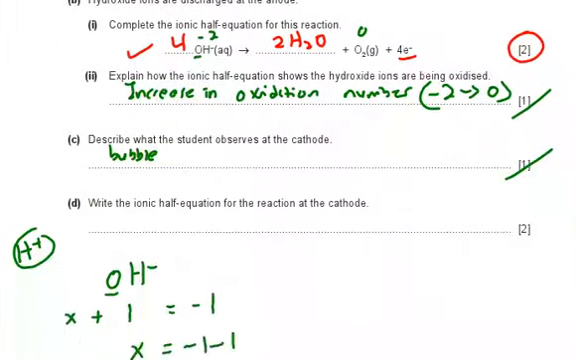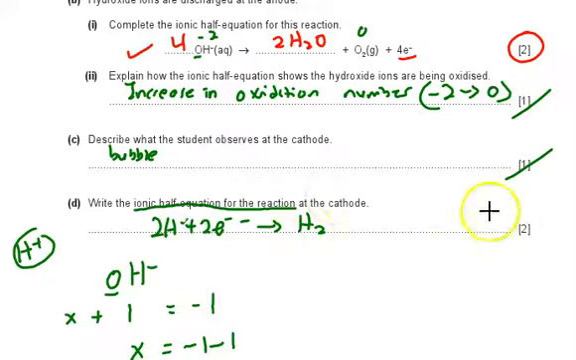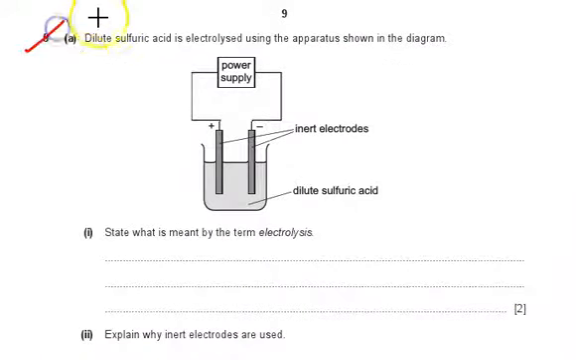Okay, now the next one. Write the ionic half equation for the reaction at the cathode. So which I've already mentioned there. So which is this? Make it 2, and here's 2, and here's 2. Let me write it back. So you have here +2 electron, right? So this is 2 marks.